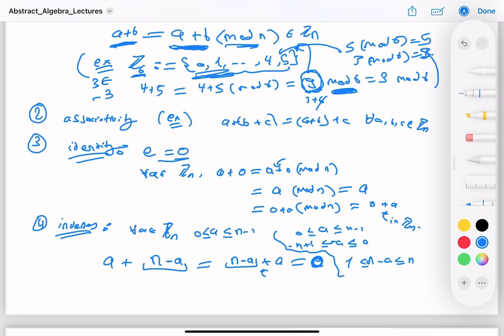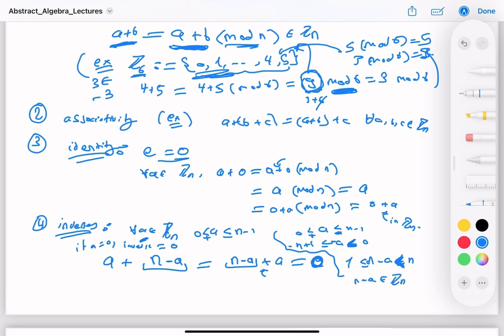And we may assume that a is strictly bigger than 0, because if a were 0, then its inverse is obvious. If a is 0, the inverse is just 0, right? Because 0 plus 0 is 0. So we may assume that a is strictly bigger than 0, and thus n minus a is strictly less than n, right? So n minus a is always in Zn.